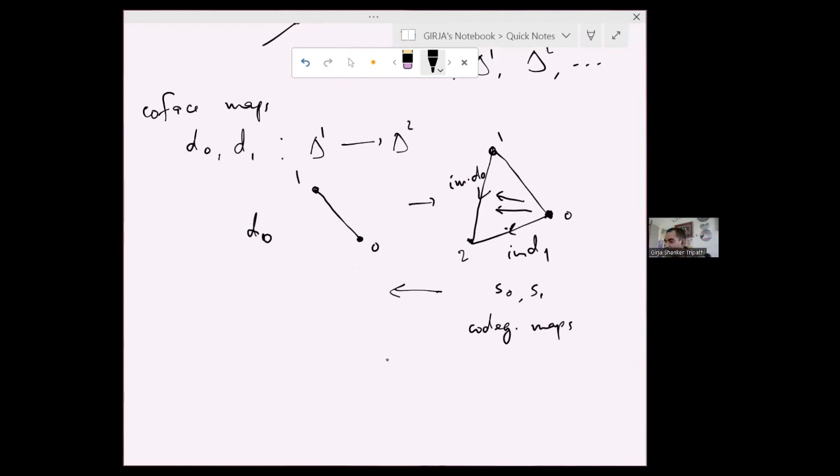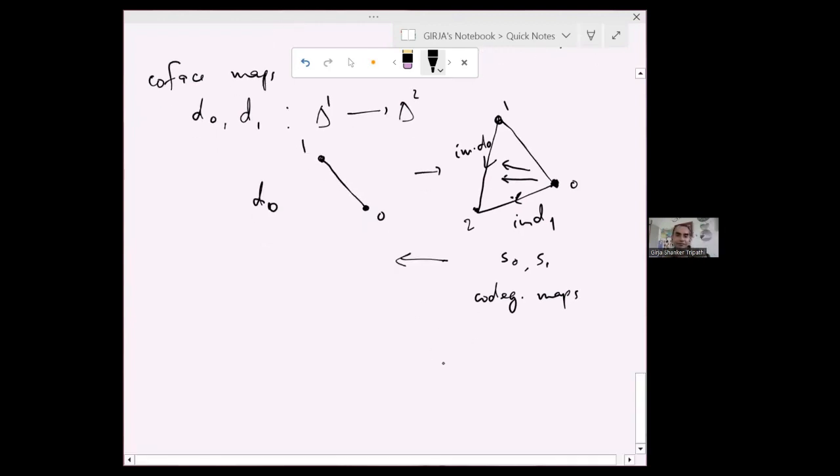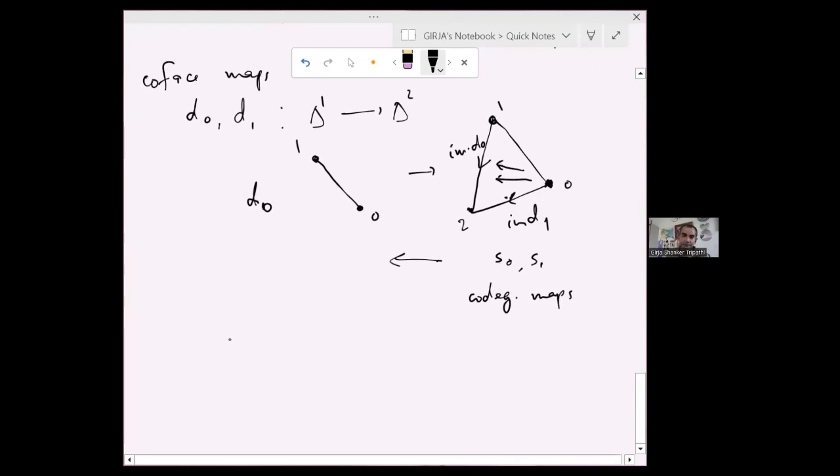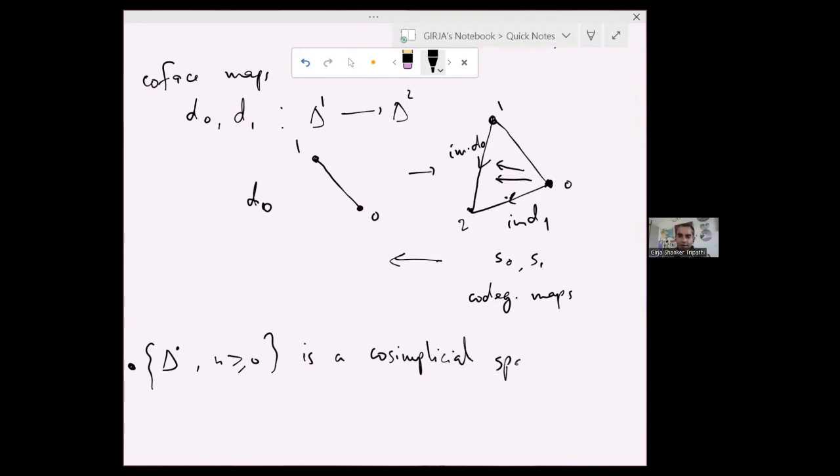You might want to ask why this is called co-simplicial. This is a covariant functor, and still we call it a co-simplicial space, while simplicial sets are contravariant and we call them simplicial. I don't know, that's just the way things are. Okay. So this is one very important example: delta n is a co-simplicial space.